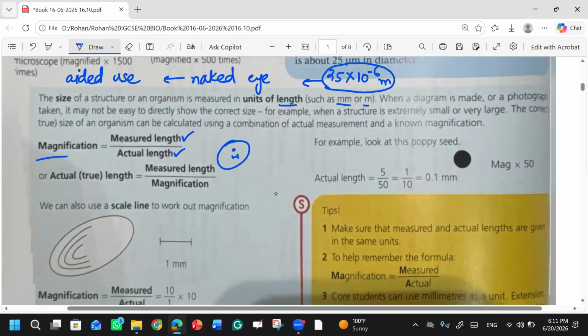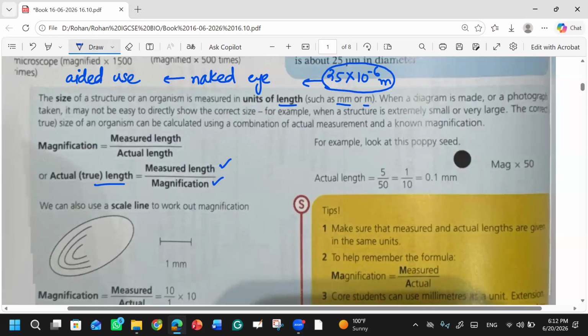Sometimes you don't know the actual length. Then which formula can you use? If you don't know the actual length, you have to use measured length over magnification. If you don't know the actual length, then you will know the measured length and the magnification, and you can use these two values to calculate the actual length.